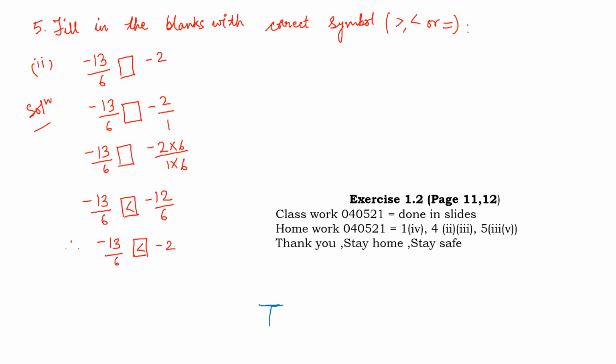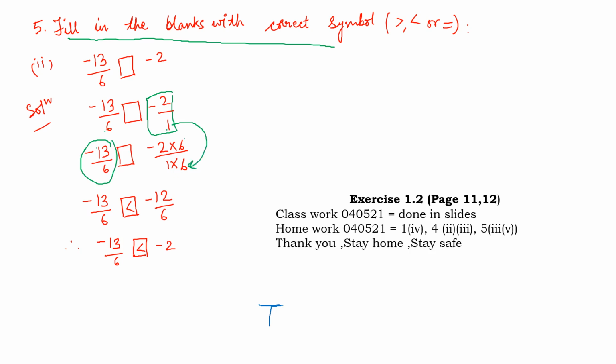Now here we will see question number 5 subpart 2, where they are asking to fill in the blanks with a correct symbol. Again it is a kind of comparison. Minus 13 by 6 and minus 2 you have to compare. So minus 2 in rational number can be written as minus 2 by 1. LCM of 6 and 1 is 6. So minus 13 by 6 will be minus 13 by 6 and this 1 needs to be changed to 6.